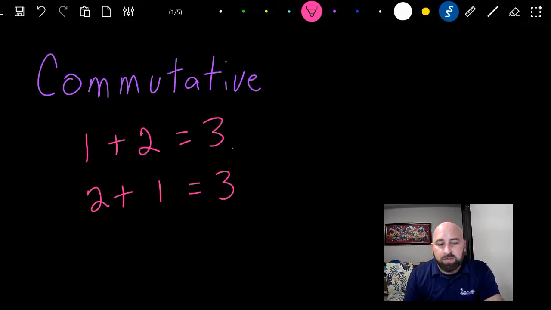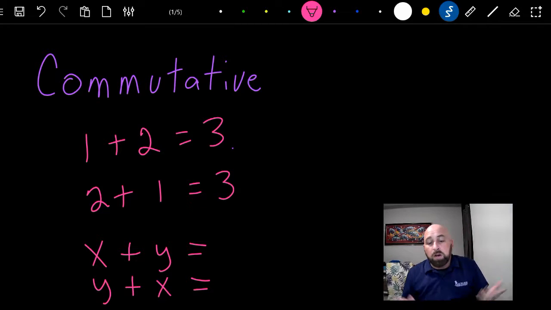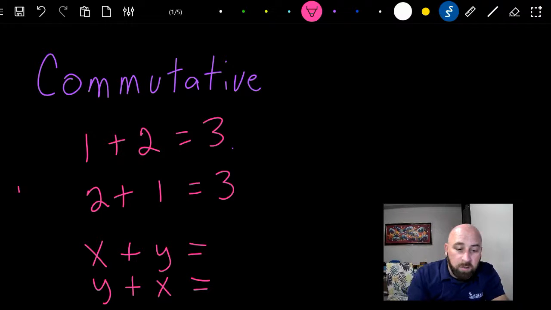It's not that hard of a principle or property to understand, and you've been doing that for a long time. You can take addends and switch them, and it's the same thing. In algebra, here's what it looks like. x plus y is the same as y plus x. And we don't know what y and x are, so we can't really say what they equal. But that's how you do it in algebra. You can just flip them. You can switch those. Okay, so with addition, it works.